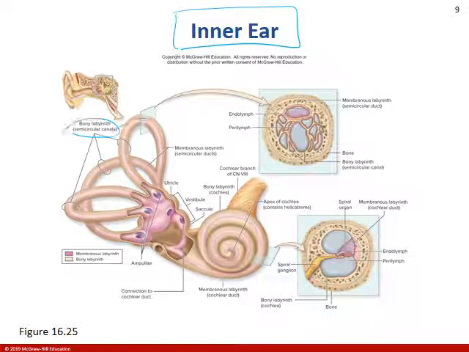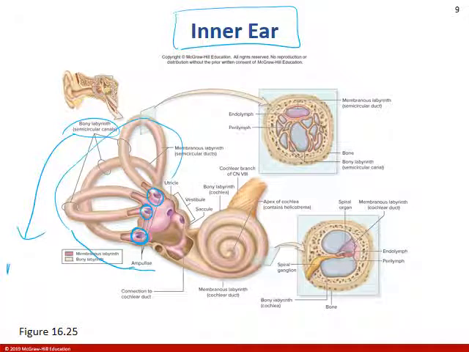We can put all this together in the inner ear if we look at the structures. So here we have the semicircular canals. At the base of the semicircular canal, they have ampullas. These ampulla and the semicircular canals are going to have something to do with rotational movement. So when I think of rotational movement, I'm really thinking of spinning.